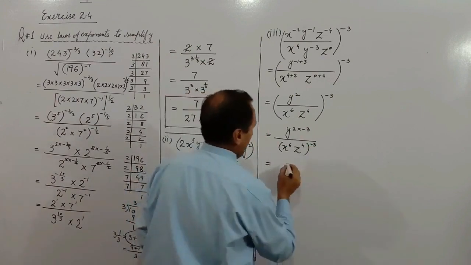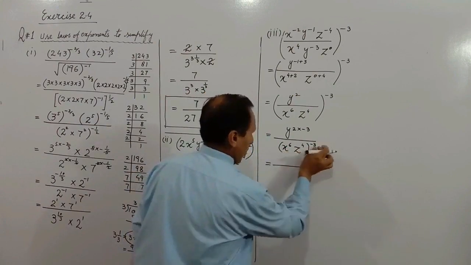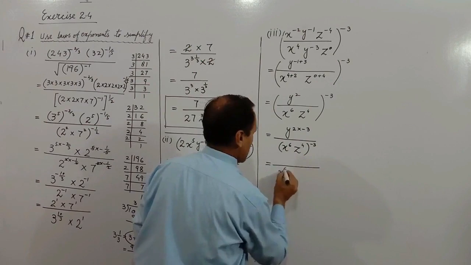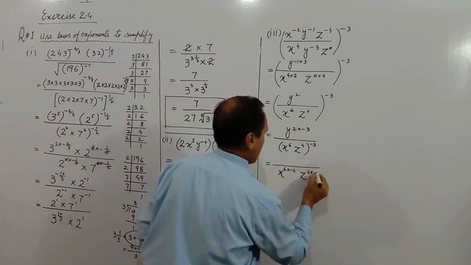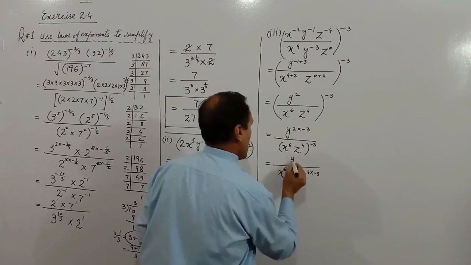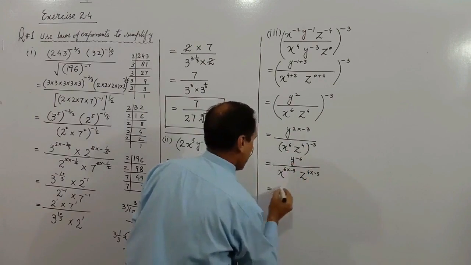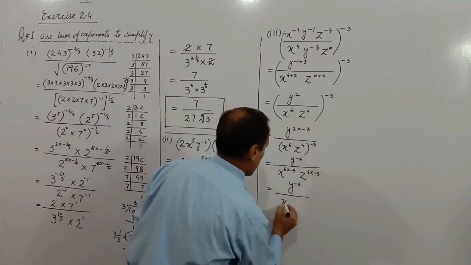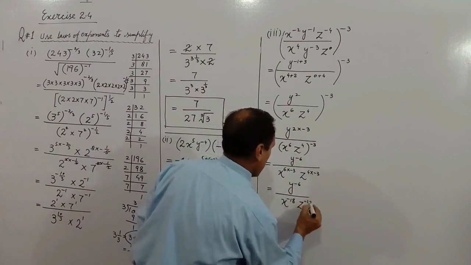Now we apply the law of power of product in the denominator. The common power of the product will become the power of each variable. So x raised to the power 6 multiply minus 3, z raised to the power 4 multiply minus 3, and in numerator we multiply these numbers, so we will get minus 6. In the next step we get y raised to the power minus 6 whole divided by x raised to the power minus 18, z raised to the power minus 12.